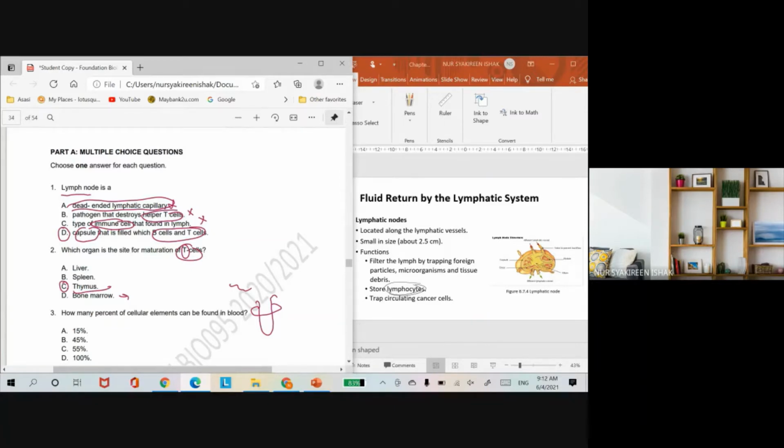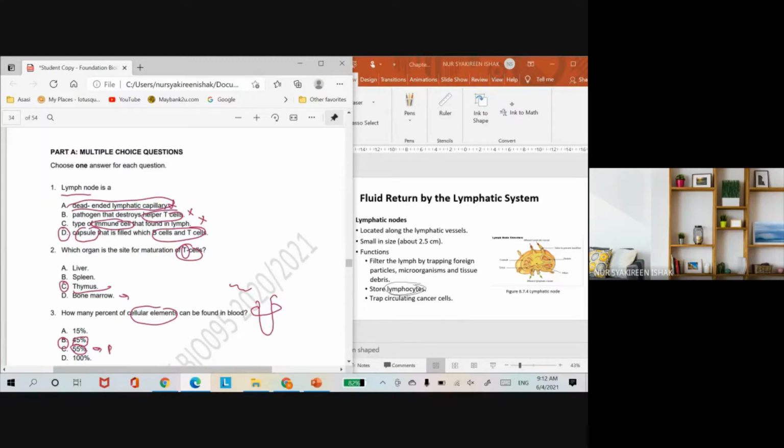So in this case, the cellular element is the denser part, so it will be at the bottom of the tube. The lighter component, the suspension, will be the plasma. The plasma basically consists of 55%, and the cellular element is 45%. So the answer will be B.